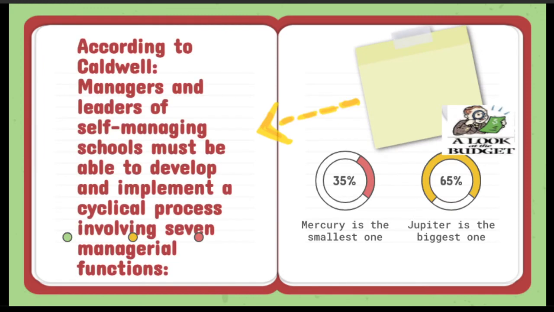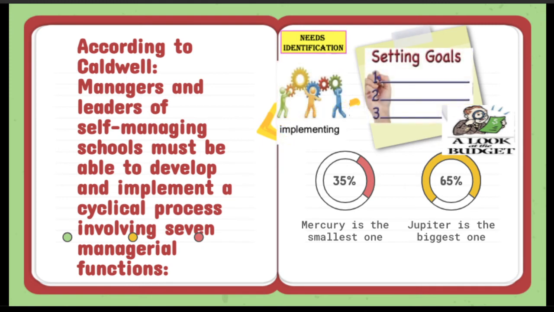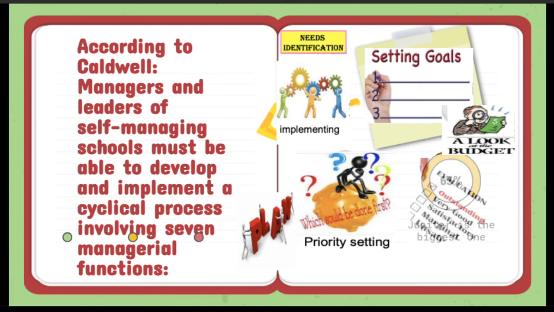According to Caldwell, managers and leaders of self-managing schools must be able to develop and implement a cyclical process involving 7 managerial functions. First, we have to have a needs identification, taking a look at the budget, implementation, goal setting, priority setting, a brief and comprehensive plan, and of course, the evaluation.